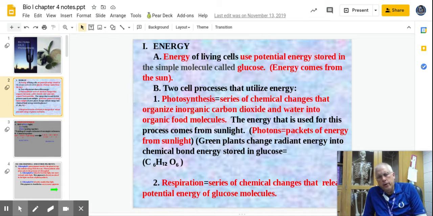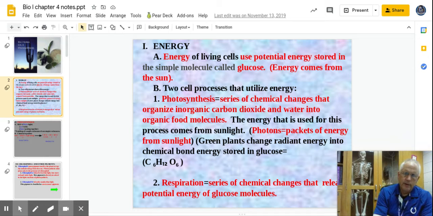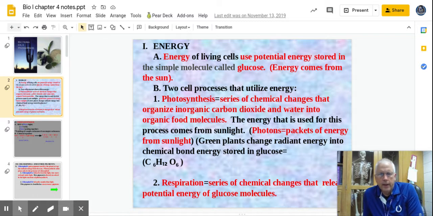Now, I do want you to understand glucose is our representative molecule. Plants can produce other types of sugars. It's not just glucose. They can make starch. They can make sugar cane. They can obviously make sucrose. We talked about monosaccharides, disaccharides, and those types of things in chapter 2. So understand that we're just using glucose as the universal representative of the sugar that photosynthesis produces.